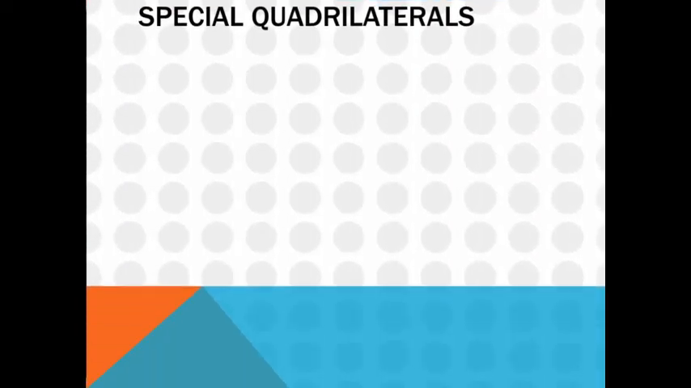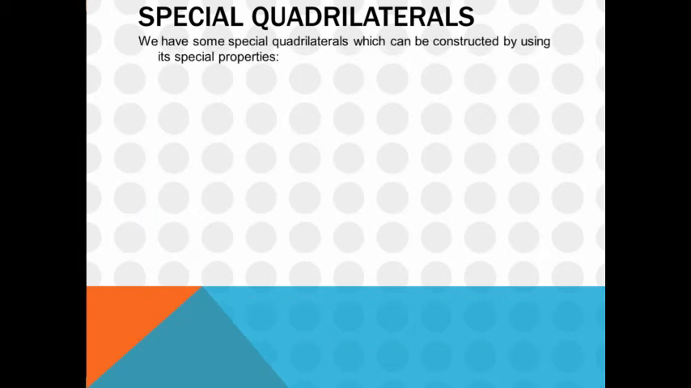Special quadrilaterals. In third chapter, we have studied the properties of 6 quadrilaterals: kite, trapezium, parallelogram, and 3 special parallelograms also. And they are rhombus, rectangle, and square. So particularly, we will be studying about construction of 3 special quadrilaterals, that are, number 1 is rhombus.